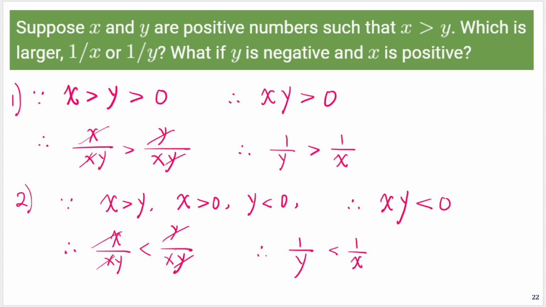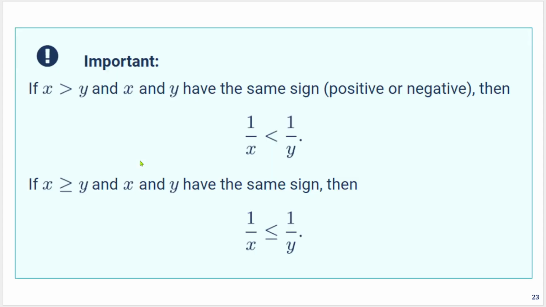Did you get it? Okay, so if we put this together, this is another property of the inequalities. If x is larger than y and x and y have the same sign, both positive or negative, then we must have 1 over x is less than 1 over y.